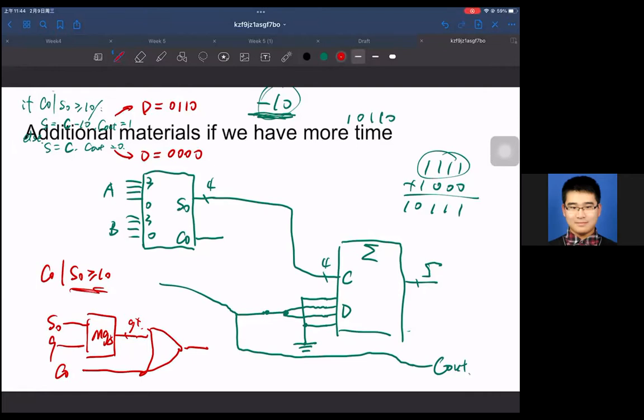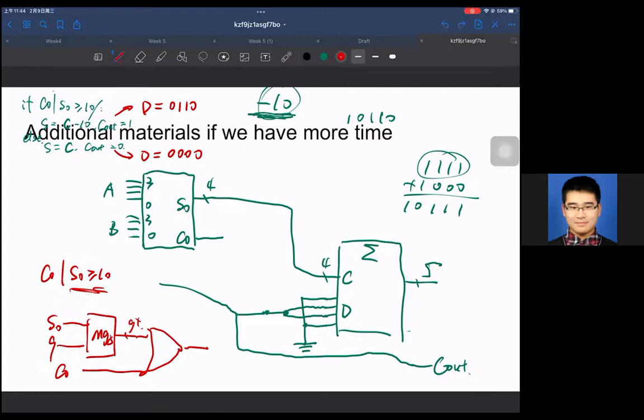If we are using a combination of blocks, we can, because this is a function we are trying to achieve: either CO or SO greater than 10. So we just take SO and put it in a magnitude comparator with 9 and greater, or we have CO. That's just writing down what we are saying in English or in a programming language.